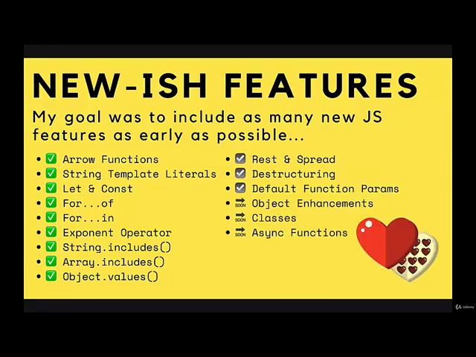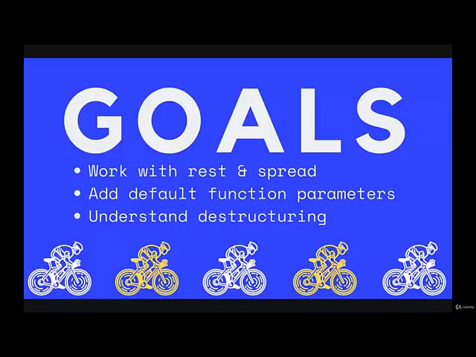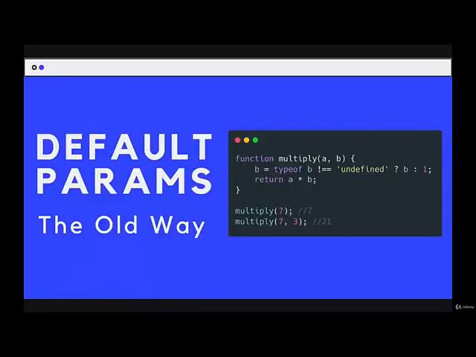We also have some other new features we haven't covered yet, and those will get their own sections. So we're going to return to objects, then we'll talk more about classes, and then later on we'll also cover asynchronous JavaScript and async functions. So this section, as I mentioned, is really focused on REST and spread, default function parameters, and destructuring. So that's what we're here for. We're going to start with the second one, default function parameters.